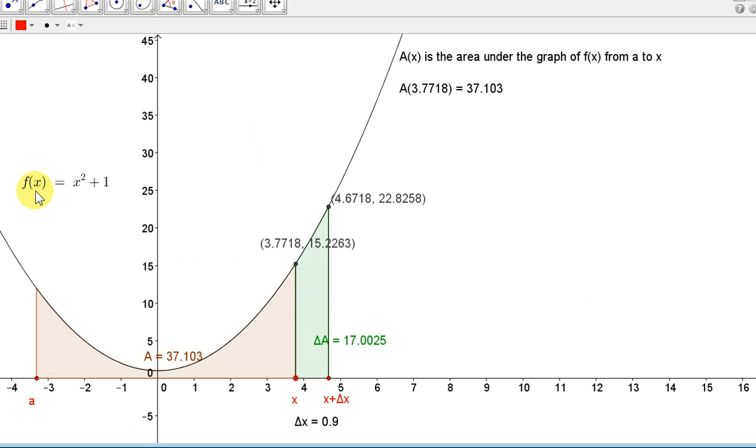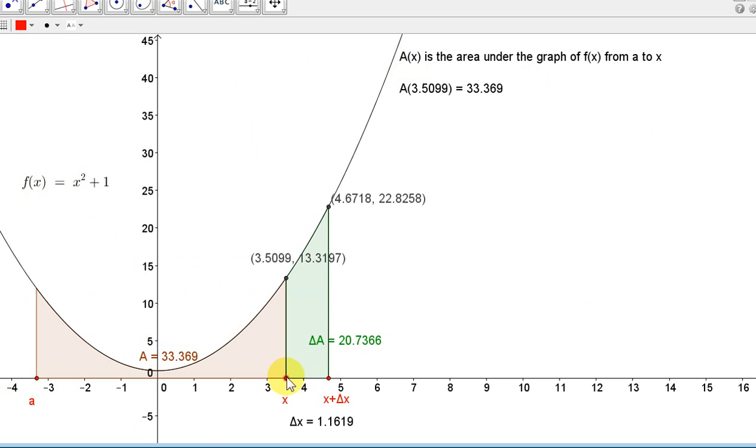Let's look more closely at the area under the graph of the function f of x equals x squared plus 1. We are going to define this new function called capital A of x. It is the area between the graph of f of x and the x-axis from x equals little a to some general value x. So the idea is that little a is fixed, but x is free to move.